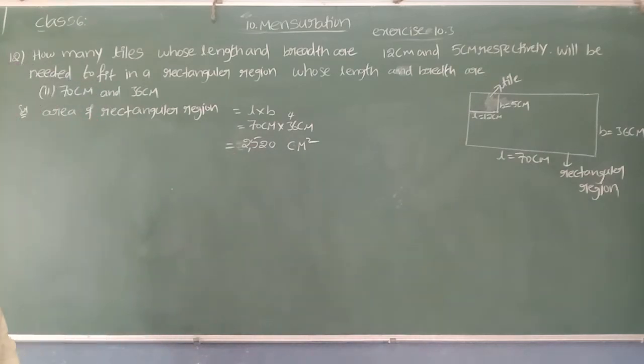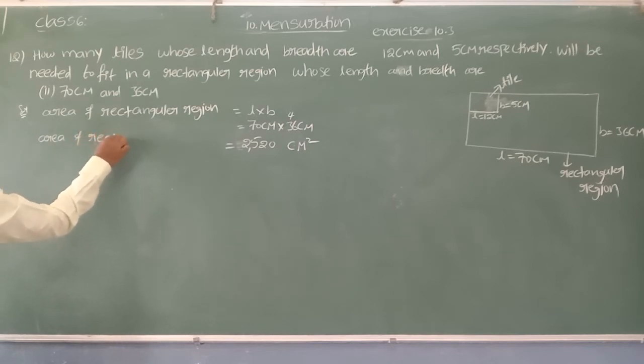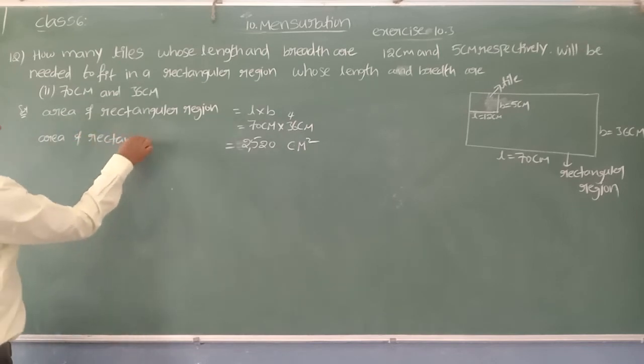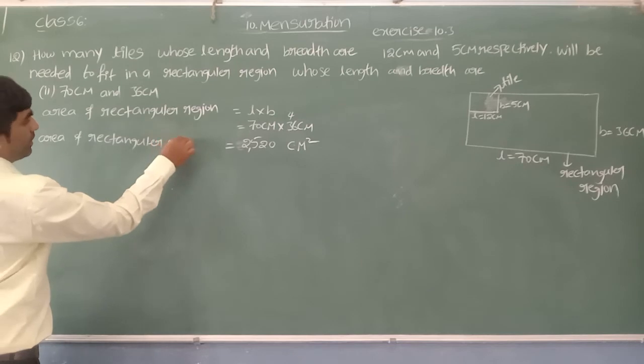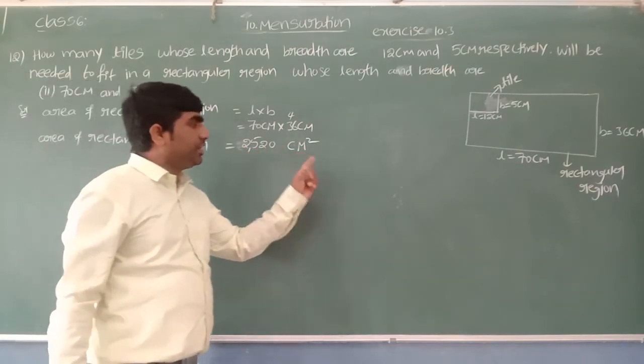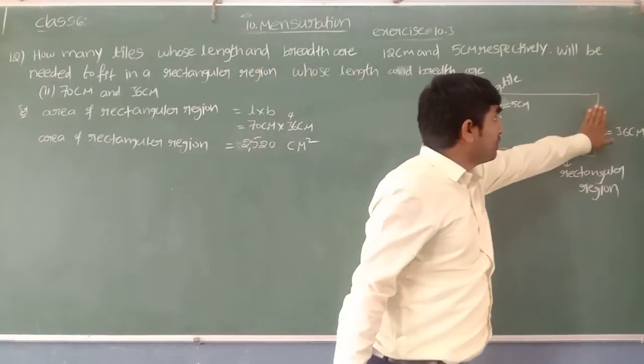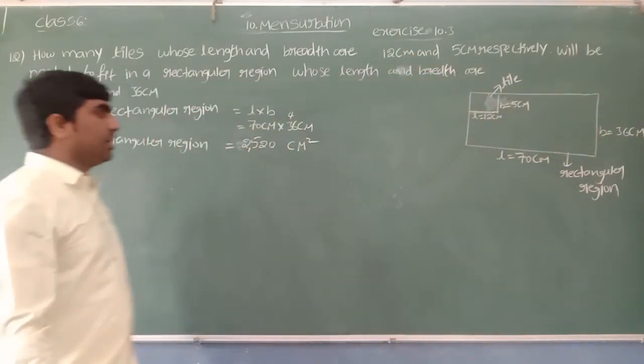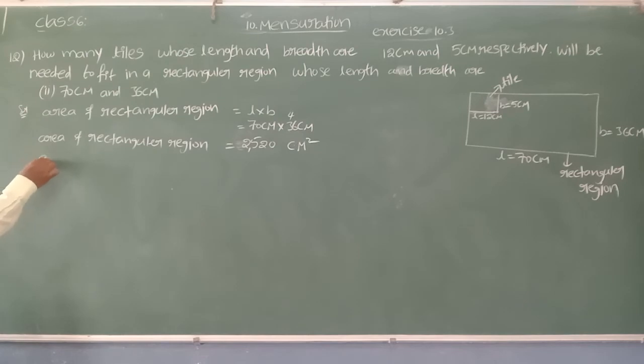Now let us find the area of one tile. So let me write here now. Area of a rectangular region. Yes. Area of rectangular region is equal to how much? 2520. This total area is 2520 square centimeters. Now let us find the area of one tile.